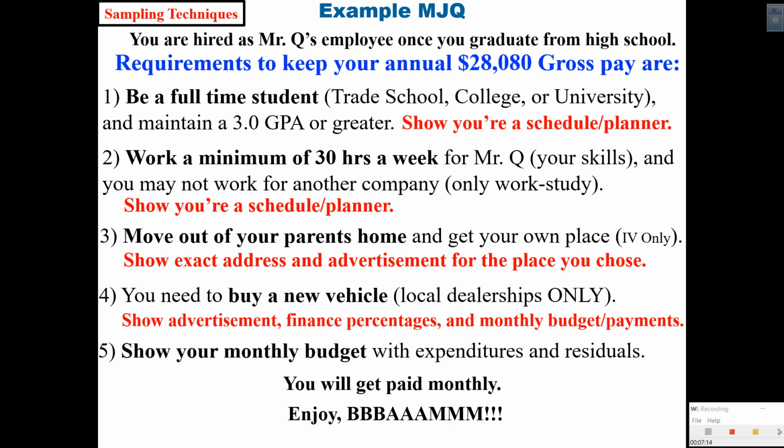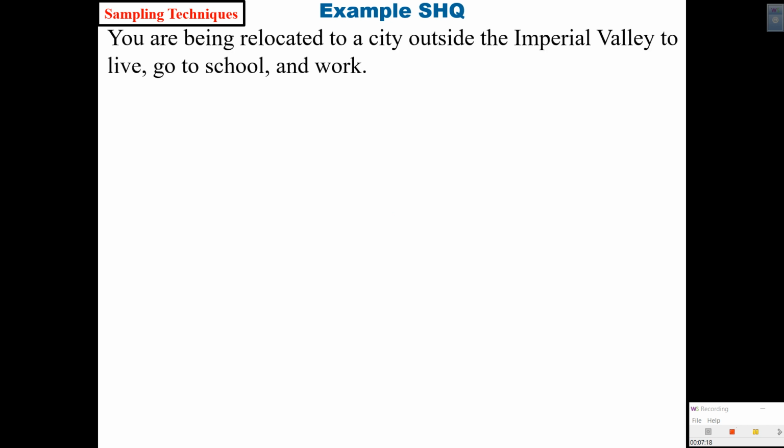Because today, check this out. You are being relocated to a city outside the Imperial Valley to live, go to school, and work. You and your partner or teammate, whoever you worked with. Now, pay attention to this part. Outside of the Imperial Valley is anywhere. Some of you are like, out of state? Anywhere. Outside of the Imperial Valley. Europe, anywhere.